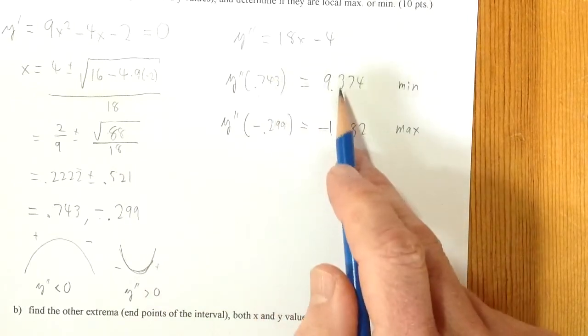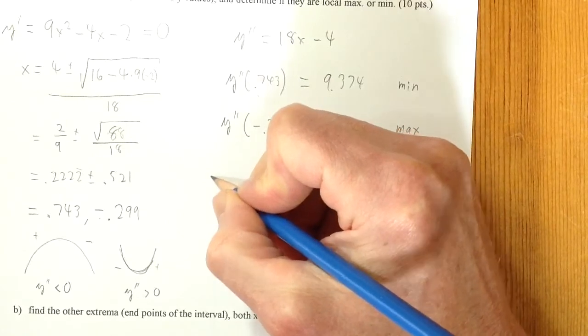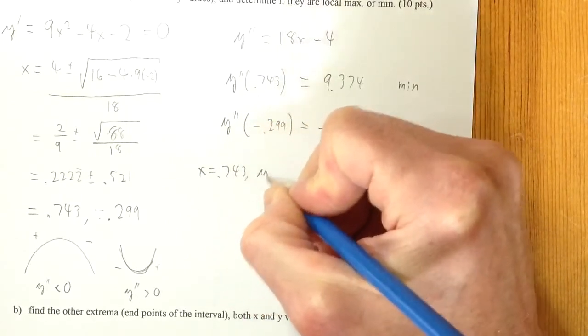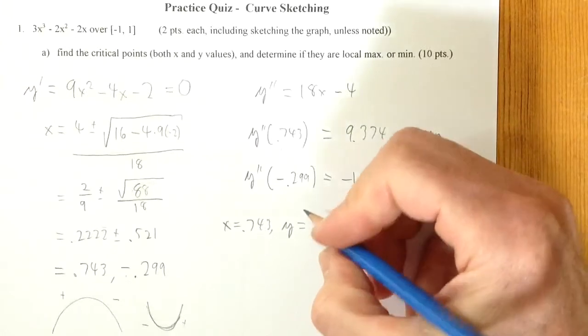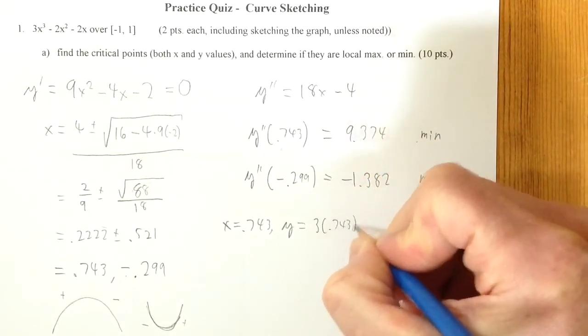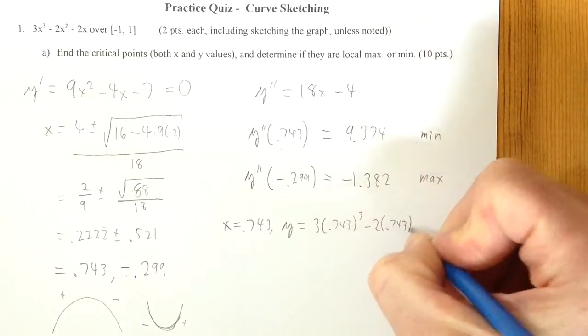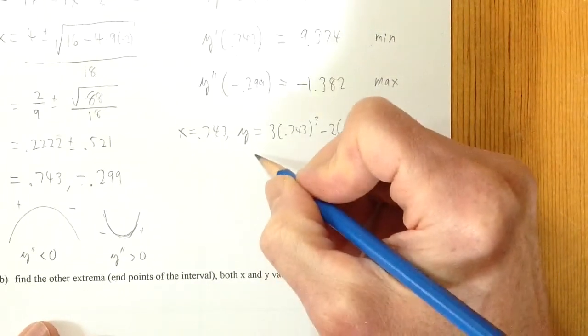Okay, now we've got to figure out the actual points. If x is 0.743, then for y we just have to use the original equation. We've got to go all the way back up to here and use the original equation. It's kind of a pain. y is 3 times 0.743 cubed, minus 2 times 0.743 squared, minus 2 times 0.743. And this is some calculator work, unfortunately.